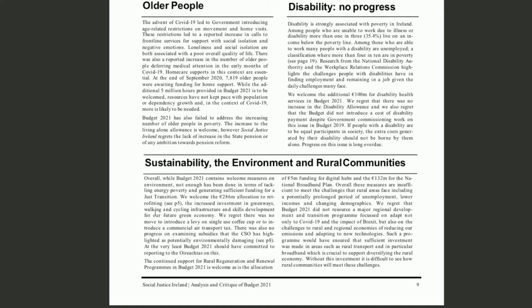Finally, then, moving on to page 9, rural communities, sustainability and the environment. Looking at the environment first, while there were some welcome measures in the budget, including the allocation to retrofitting as discussed earlier, the investment in greenways, cycleways, cycling infrastructure and skills development for our future green economy, we regret that more was not done in terms of taxation measures. There was no measure to introduce a levy on single-use coffee cups, to introduce a commercial air transport tax, nor, as I mentioned earlier, to examine potentially environmentally damaging subsidies. So we believe it was an opportunity missed in this regard.